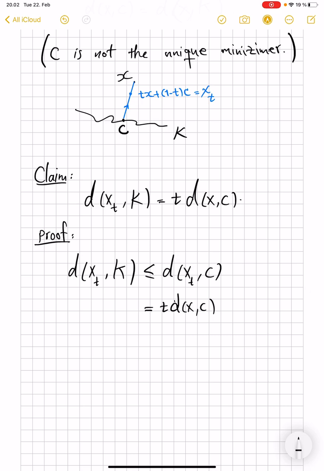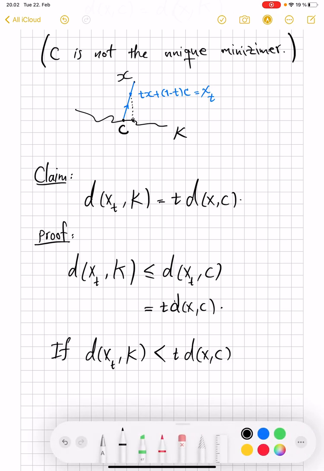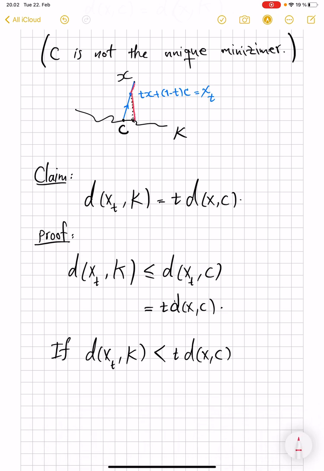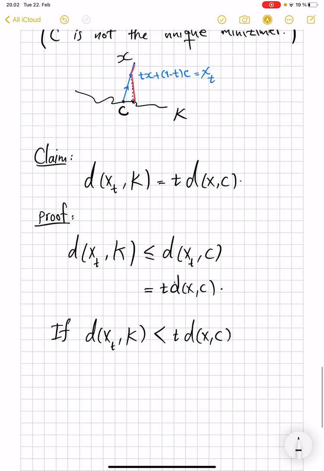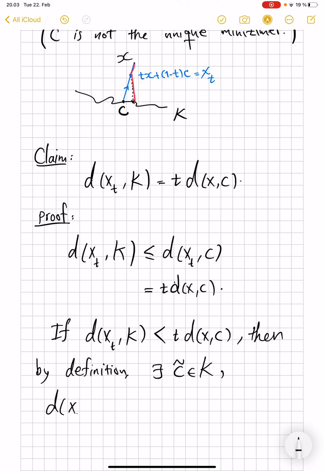Now we have to do the reverse one. If d of xt to K was strictly less than t dxC, suppose magically some point appears here and it's closer than C to xt, then what we can do is we take this path, and then distance of x to this point would actually be strictly less than distance of x to C, which means that we have found the wrong C in the beginning, and that's the contradiction. If this was the case, then by definition of this distance, there exists some C tilde in K where distance of xt to C tilde is strictly less than t times distance of xC.